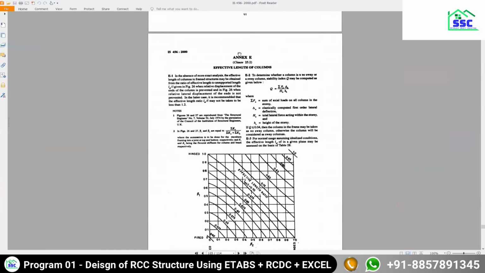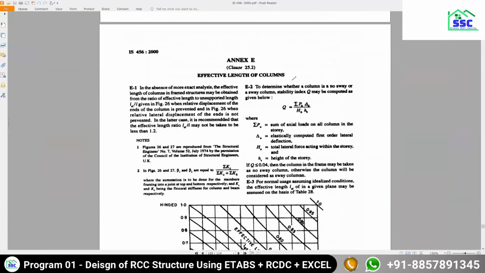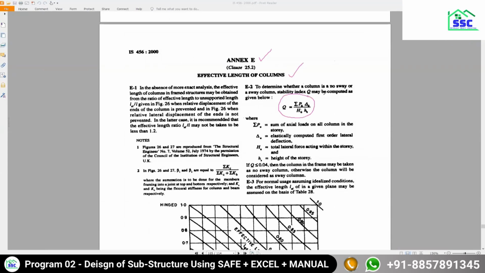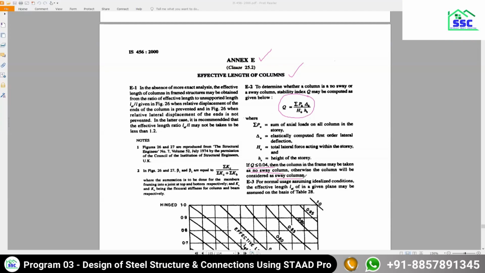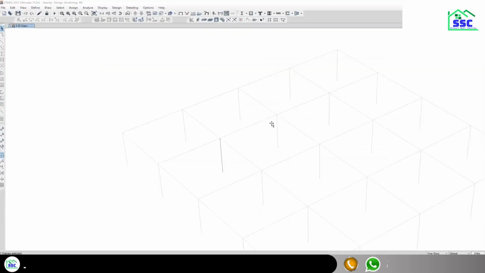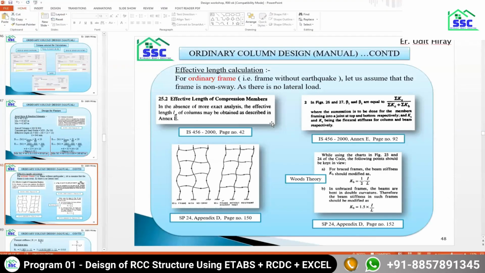Yeah. So this is your Annexure E, effective length of columns, and there is a formula given for Q. It says that if this Q value is less than or equal to 0.04, it is a no sway frame, otherwise it is a sway frame. We will come to this part of the code, but we will study it in detail when we go to the ductile design of columns. Right now I am straight away assuming that my frame is a non-sway frame, just to keep the calculation simple, but later on you will definitely get an idea.